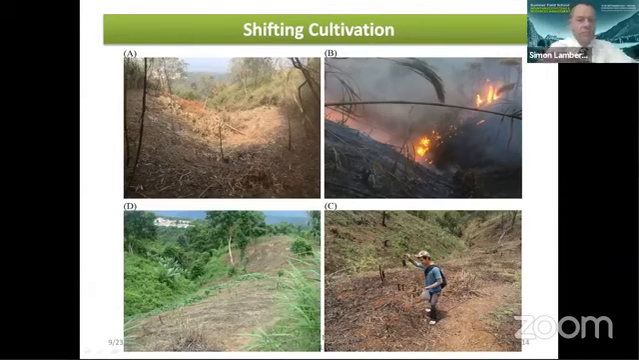But of the total 4% area that is arable land, more than 50% is under shifting cultivation. So that is one of the problems for this region, and they are poor also. The farmers are very poor because they are practicing this.